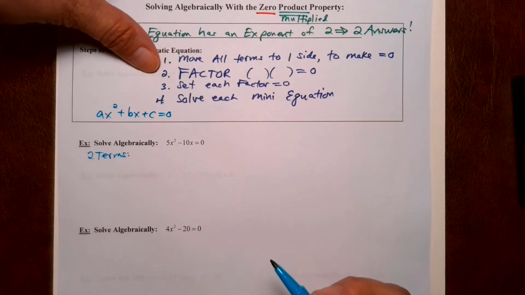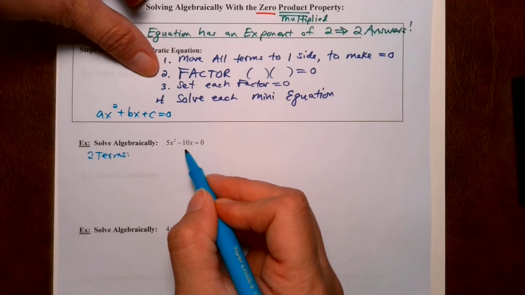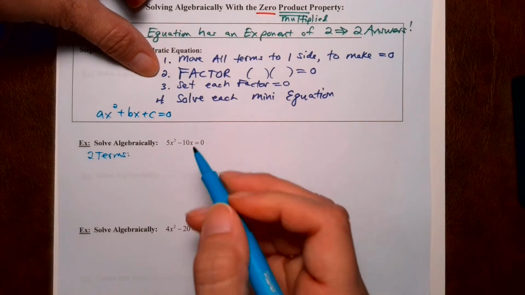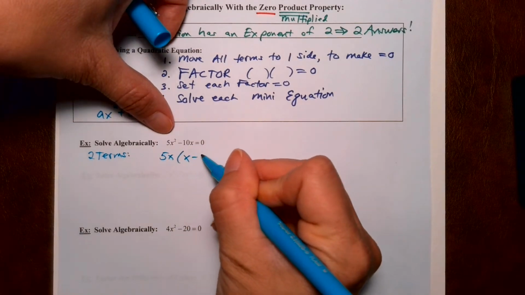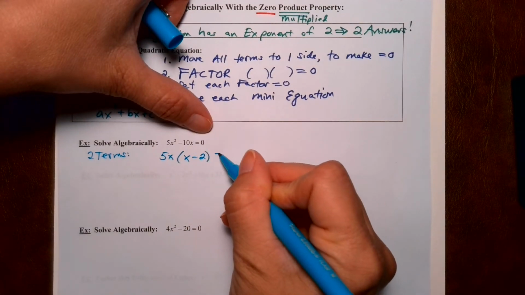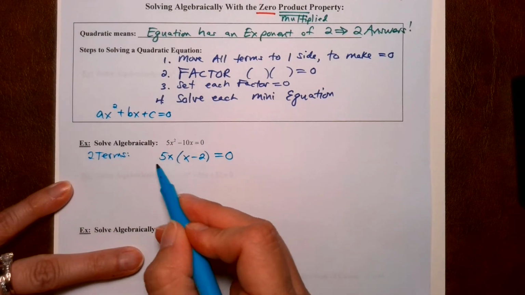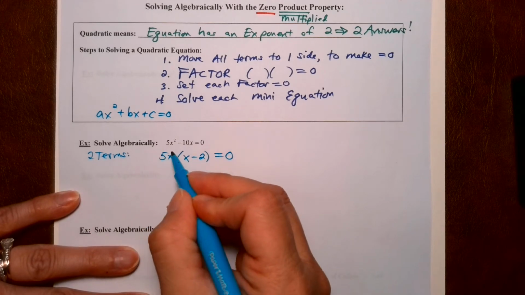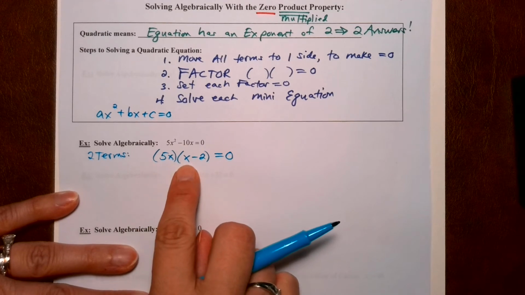And step 2 is to factor. I don't need to do an MA table when there's two terms. I'm just going to factor out a GCF. The greatest common monomial here is going to be a 5x, leaving us with x minus 2 equals 0. Now I do have a product. It's this term times this quantity. If you like to put parentheses around this, you certainly can. You don't have to, but it is a product.